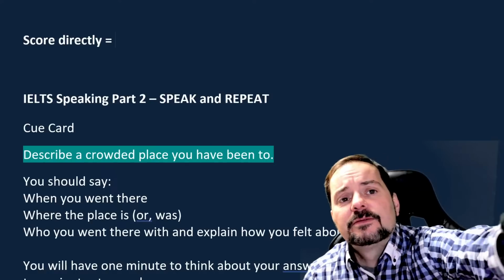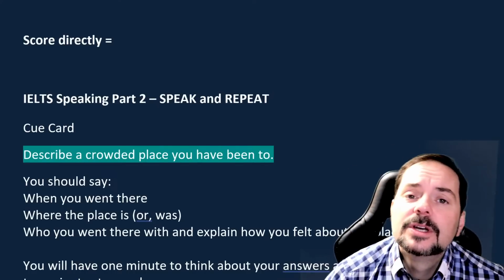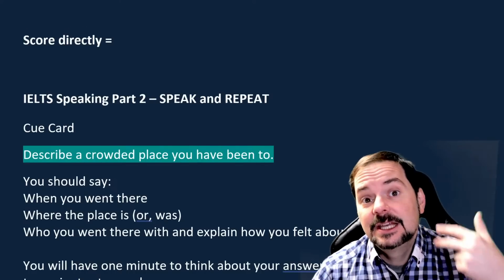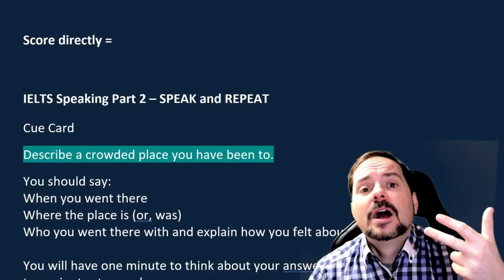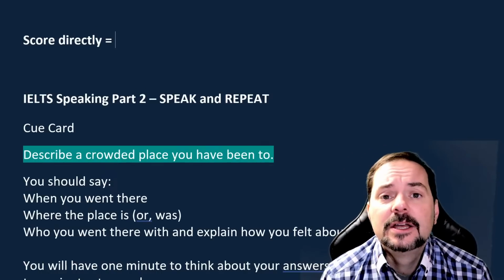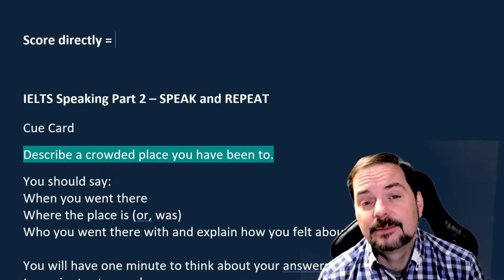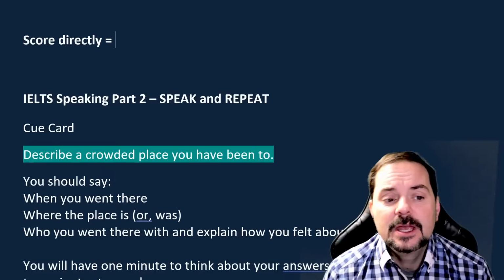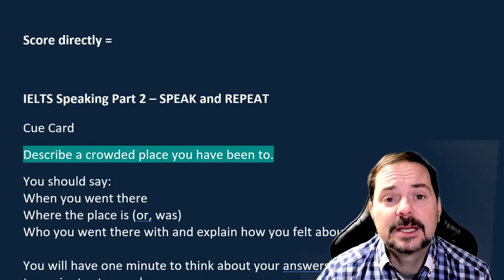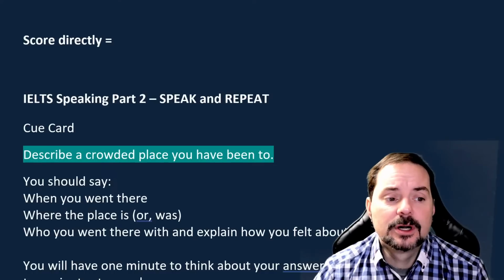So in the speaking, of course, the examiner is looking for your fluency, coherence, grammatical range and accuracy, lexical resource, pronunciation, and they're looking to see if you're speaking naturally. Are you able to use complex English? And much of that can be assessed when you're giving that 1 to 2 minute response for Speaking Part 2.